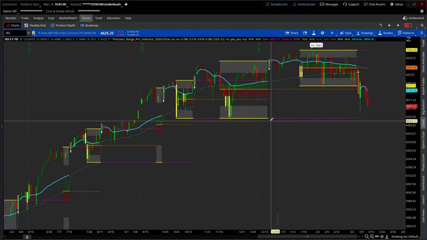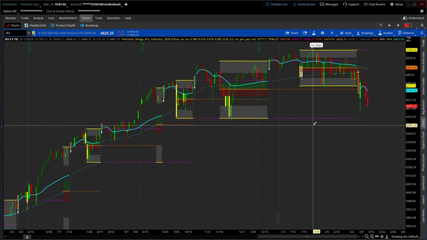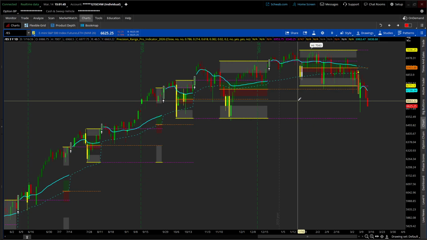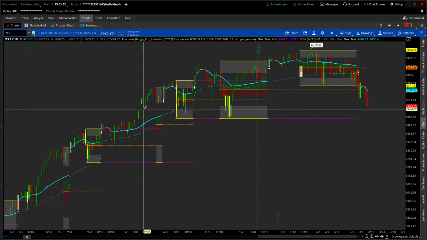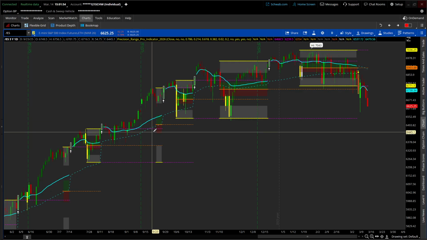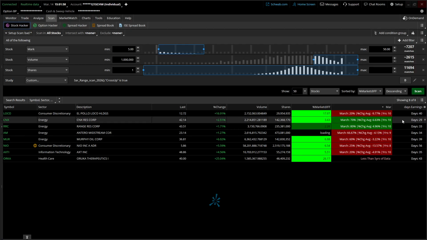With this indicator, if you choose to get it, you're going to get a scanner and watch list as well. The Precision Range Pro also includes a ThinkorSwim scanner and watch list. This allows you to quickly find stocks that are approaching their ranges and trigger breakout signals without manually scanning all day. So this is your actual scan right here.